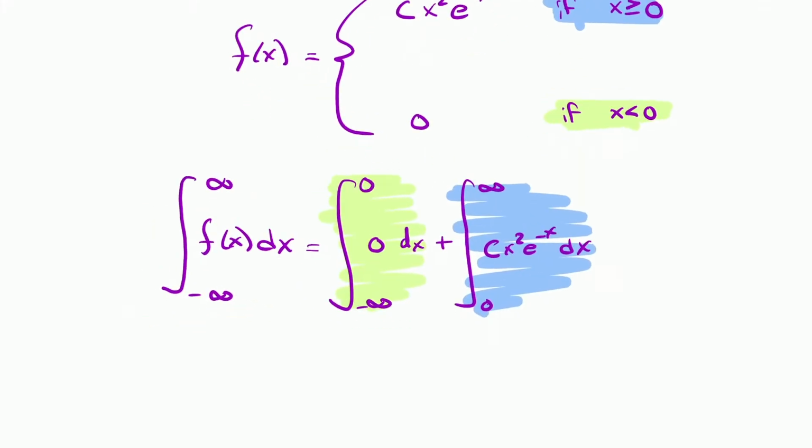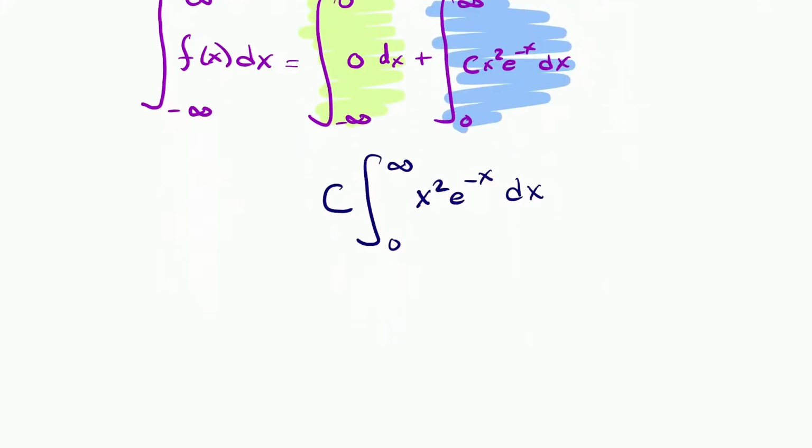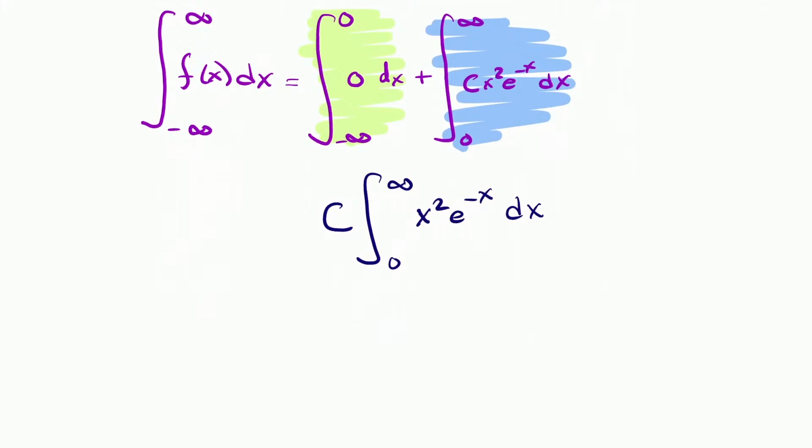Okay, so let's do this antiderivative. This is going to be c times the integral from 0 to infinity of x squared e to the negative x dx. All right, anyone know what we're doing here with this antiderivative? Do you guys have a technique you want me to use? Can you name it? Oh, yes. Integration by parts, one of our favorites, right? So let's do integration by parts.